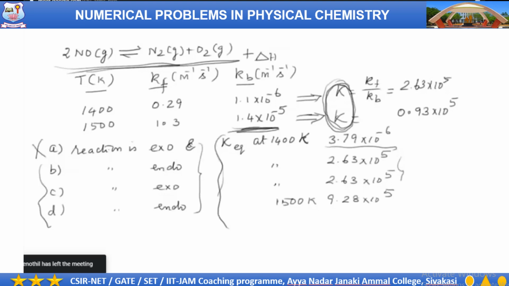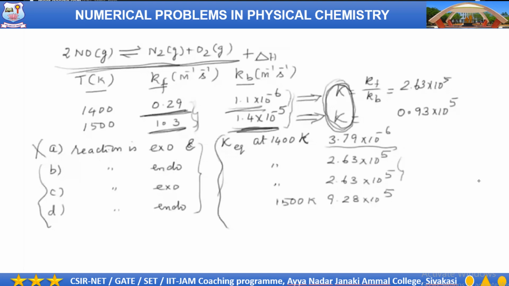Here, look at 1400. The forward reaction constant is 0.29. The backward reaction constant is 1.1 into 10 power minus 6. As temperature increases, what happens? The forward reaction rate is increased, and so is the case with the backward reaction. But what about the proportion of increase? Will it be increased to the same extent? No. Here, the backward reaction is increased in a higher proportion than the forward reaction.